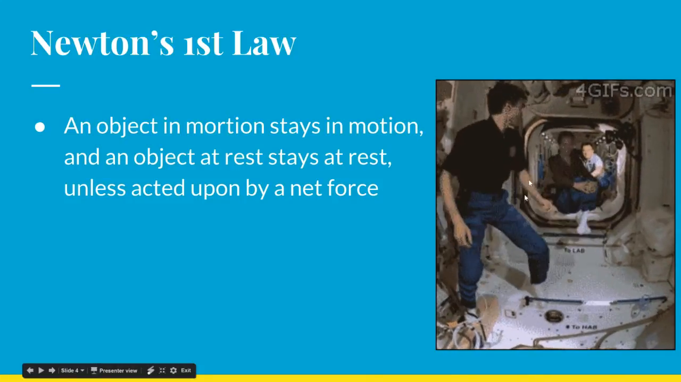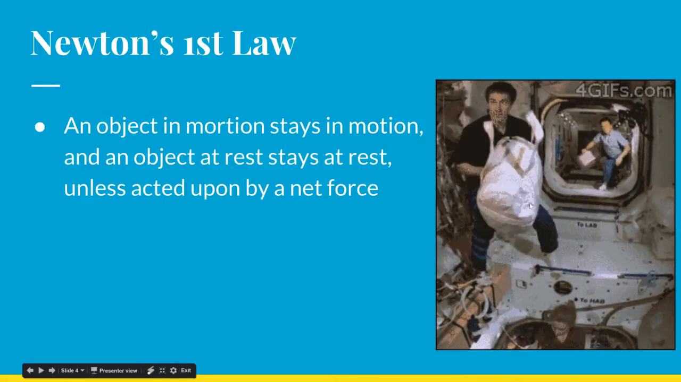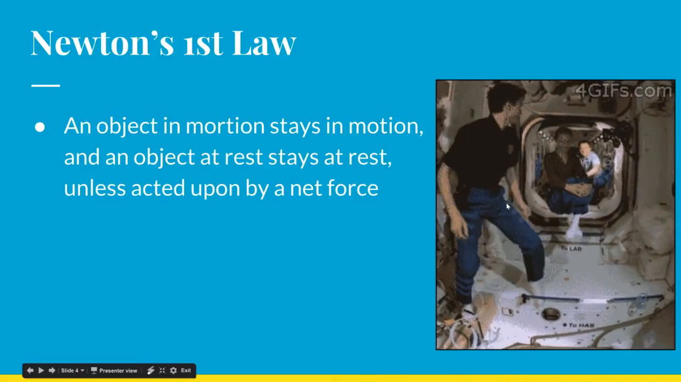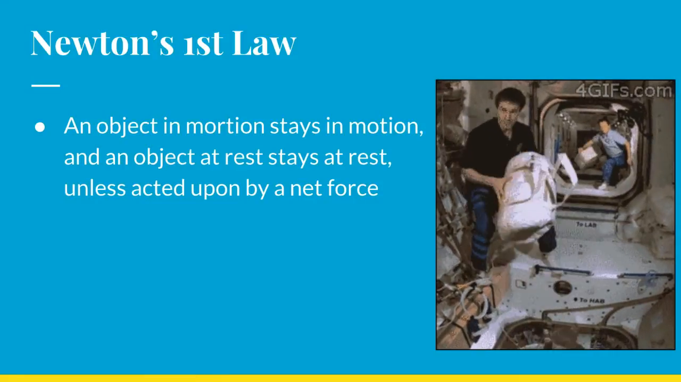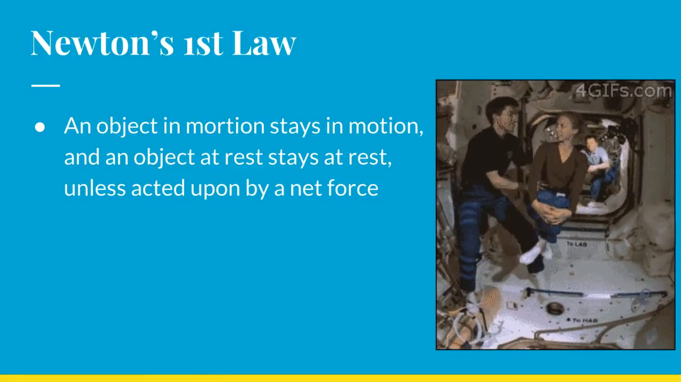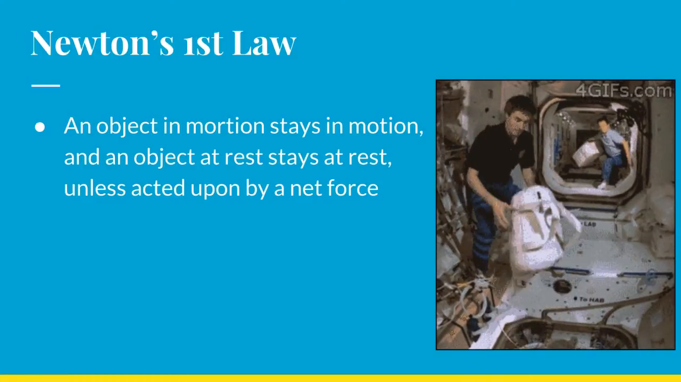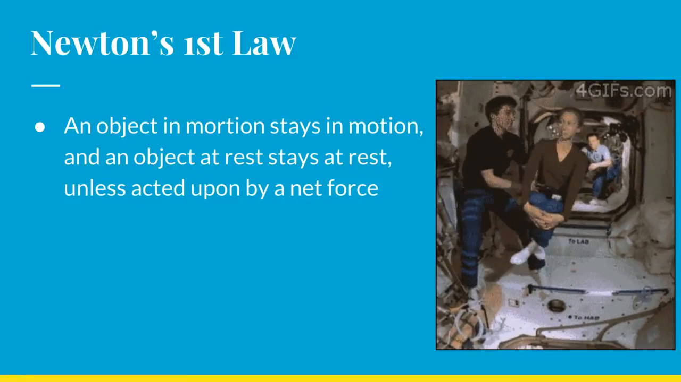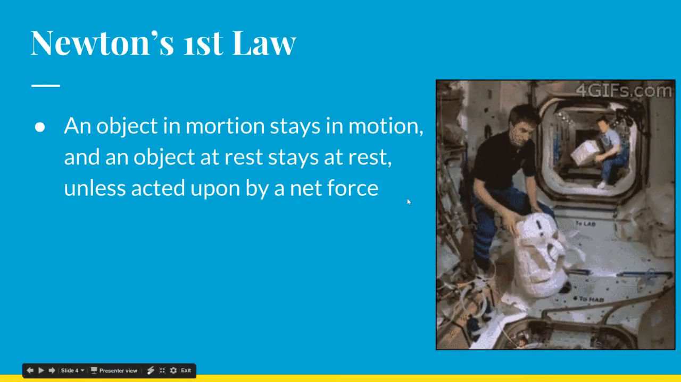If you look here, these people are in space, in the space station. You see he just pushes the bag and it just continues to travel, right? And it's traveling at a constant velocity. If he was outside of the spacecraft and he pushed that lady, she would continue to travel at that same velocity for the rest of time, unless there's a net force, like she runs into a meteor or something like that.